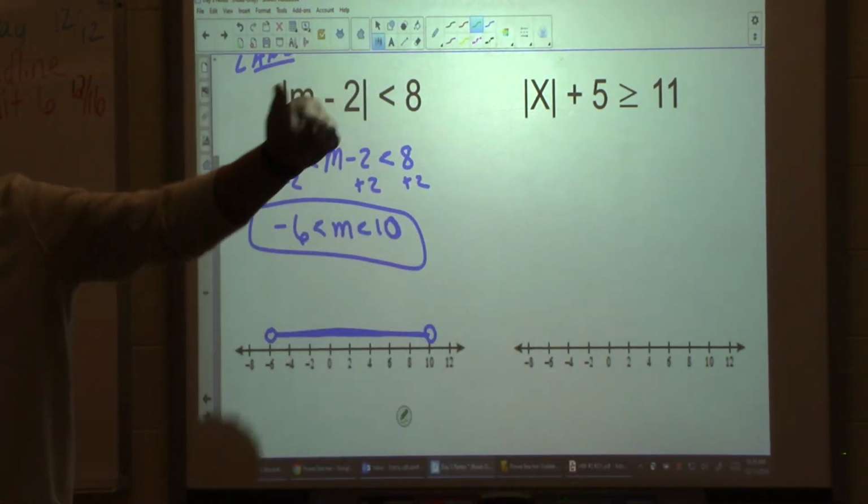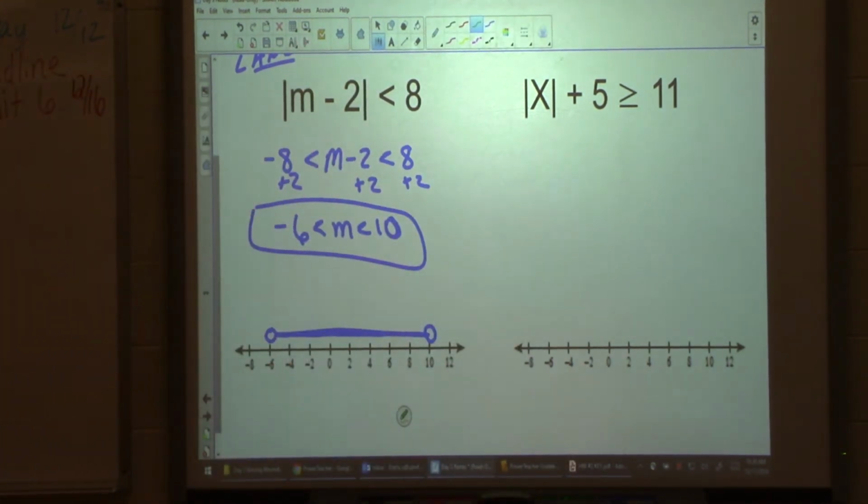Second one. Absolute value of x plus 5 is greater than or equal to 11. Is the absolute value by itself right now? No, it's not. So let's get it by itself. How do I do that?